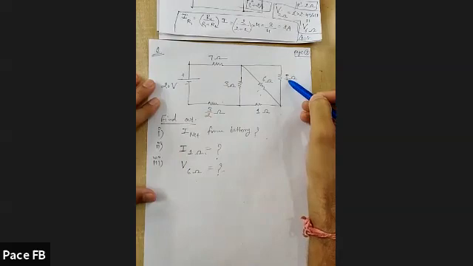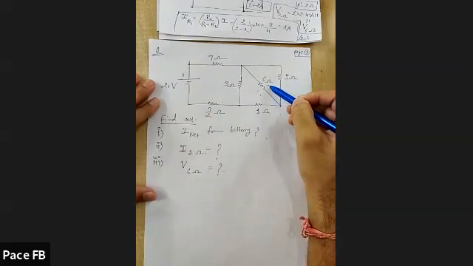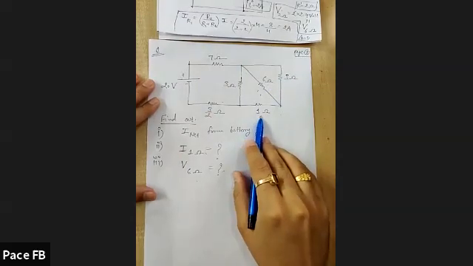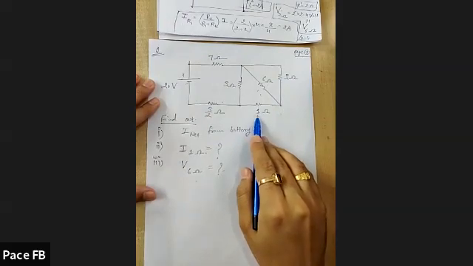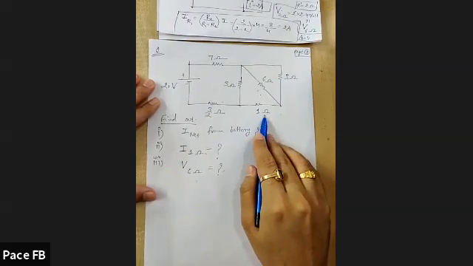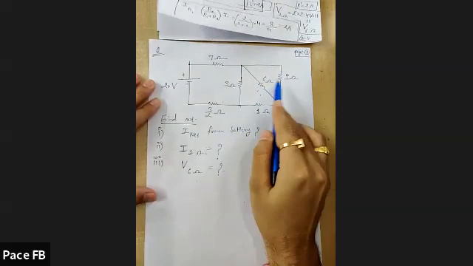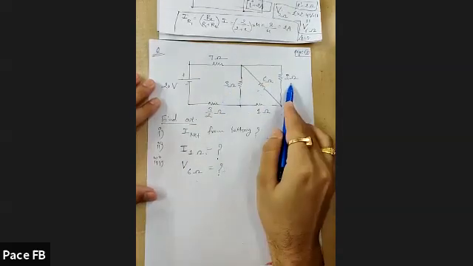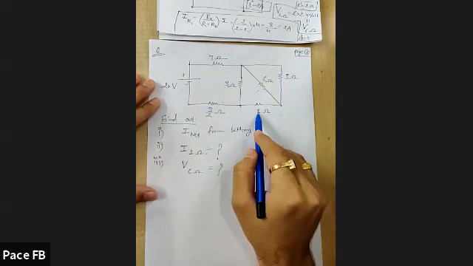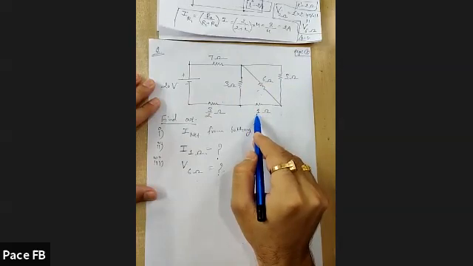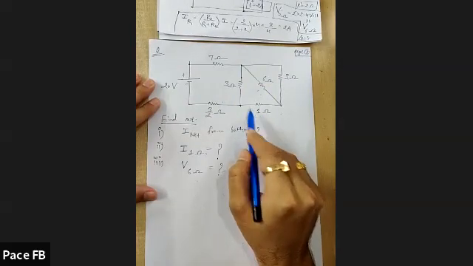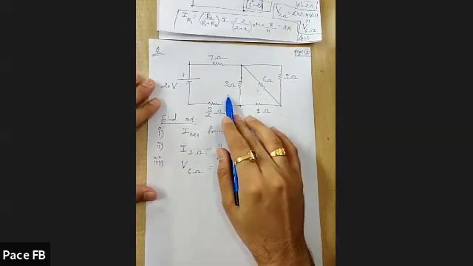So this 3 ohm, this 6 ohm. If this 1 ohm resistor was not there, then this 3, 6, and 3, all three would have been in parallel, correct? If this 1 ohm resistor was not there. But now, as this 1 ohm resistor is there, this 3 ohm has nothing to do with the remaining two.